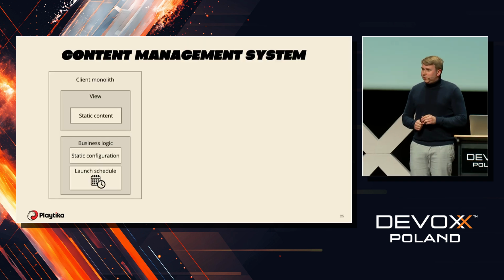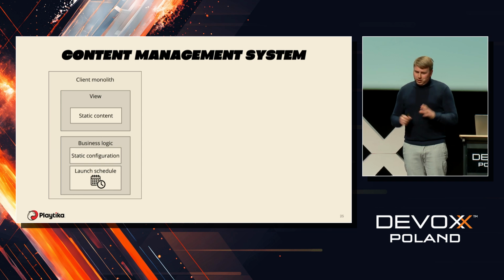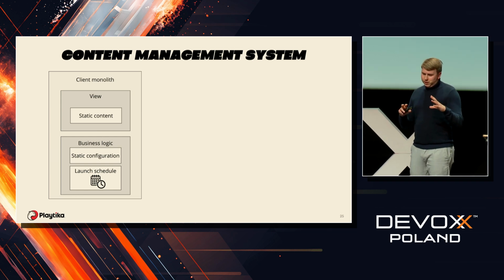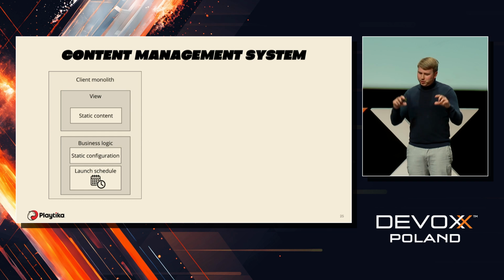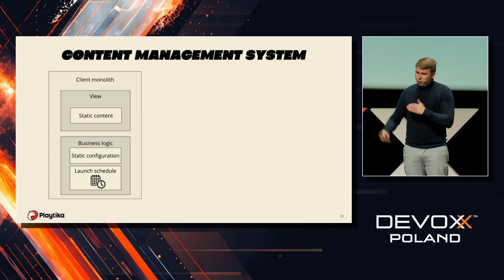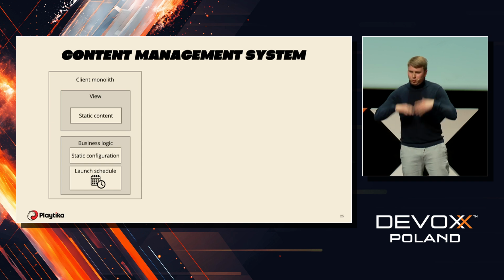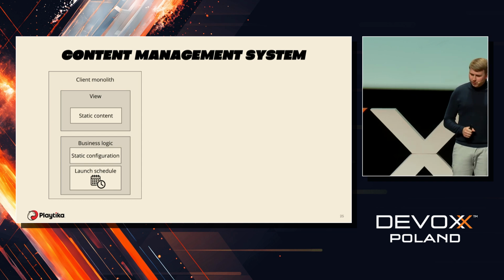So we started building the content management system. Let's assume we have this client monolith, and this monolith has static content, static configuration included into the build, and we also need to put the launch schedule in the build as well. So basically, at some particular date, you should run those tournaments. You should change your application graphical interface.